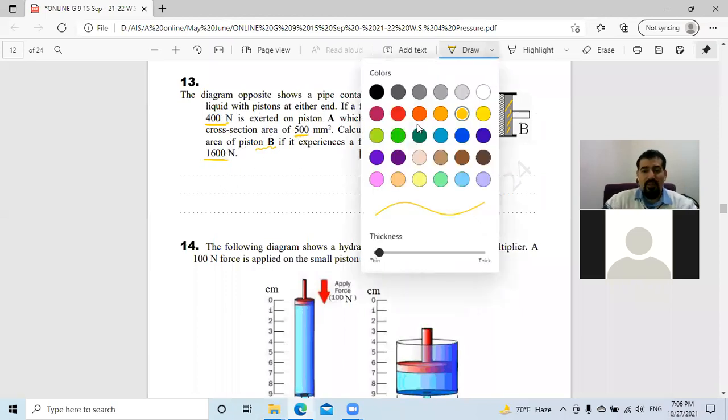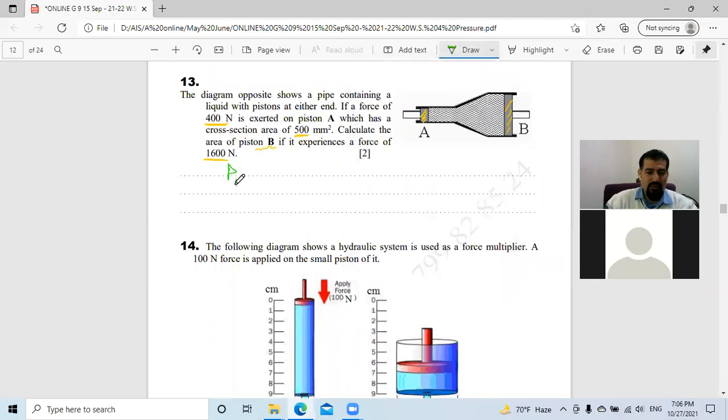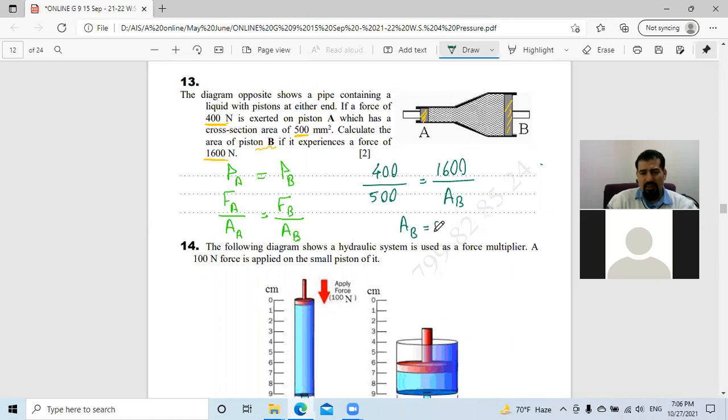What are we going to do? We know that the pressure in piston A and the pressure in piston B are the same. So force on A divided by the area of A equals the force on B divided by the area of piston B. Now let's substitute the values. The force on A is 400, and the force on B is 1600. The area of A is 500. How much is the area of B? By doing cross multiplication, the area of piston B will be 2000 mm².